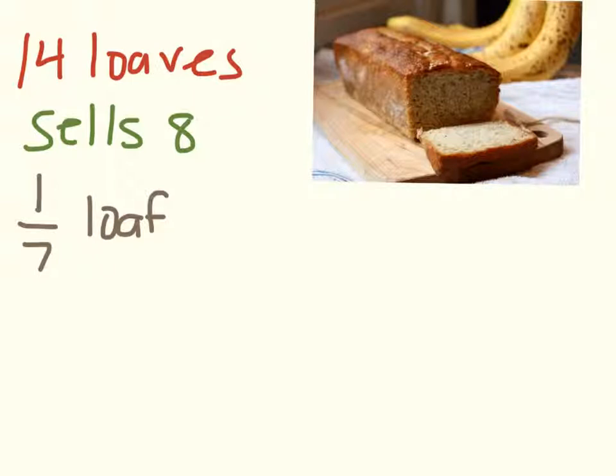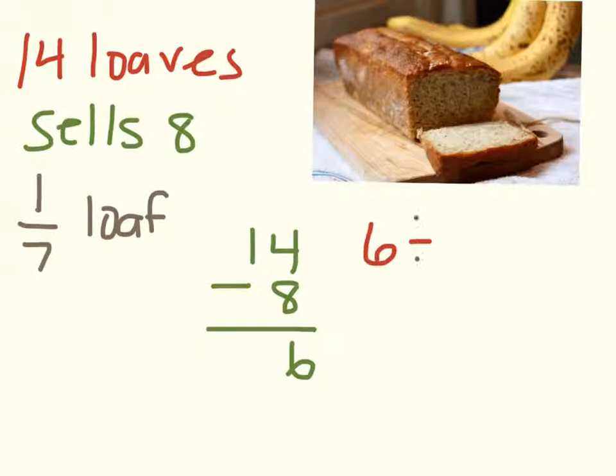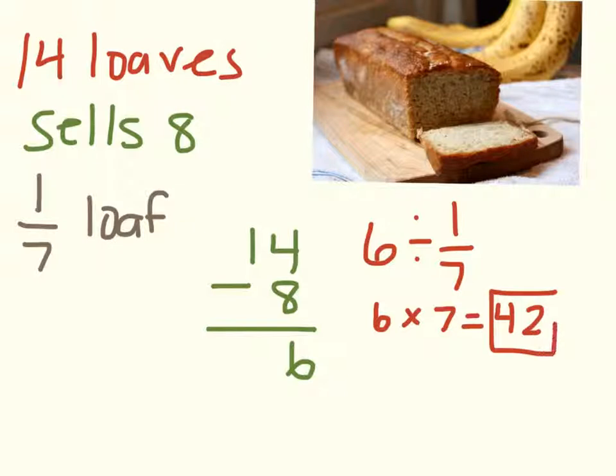All right, well, we begin with our 14 loaves minus 8 that are sold, leaving us with 6 loaves of bread. If Chris slices each of those 6 loaves of bread into 1/7 slices, that'll tell us how many slices he has to sell. So 6 divided by 1/7 is the same as 6 times 7, giving us 42 slices of bread. So Chris can sell 42 slices of banana bread at the bakery.